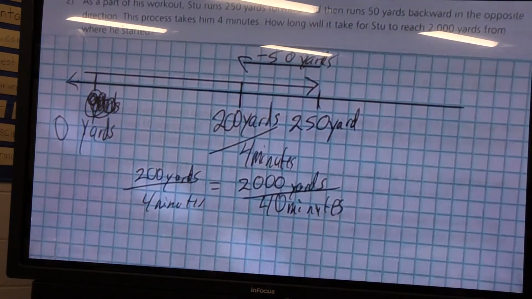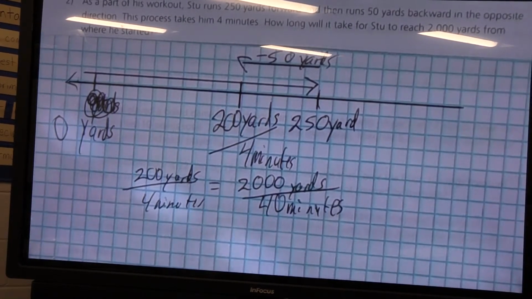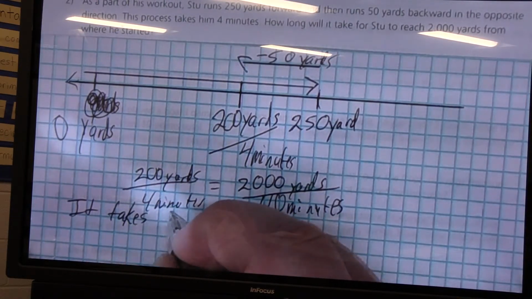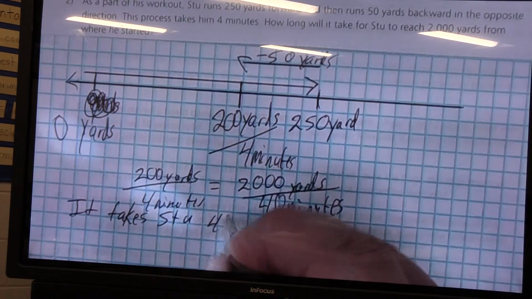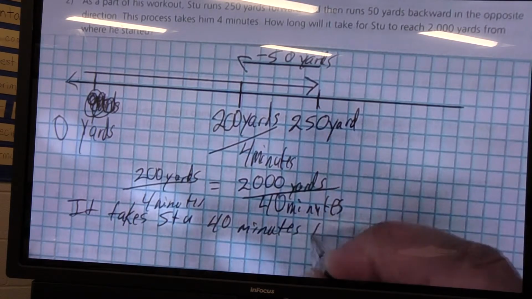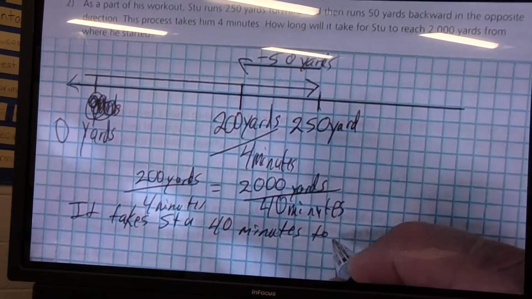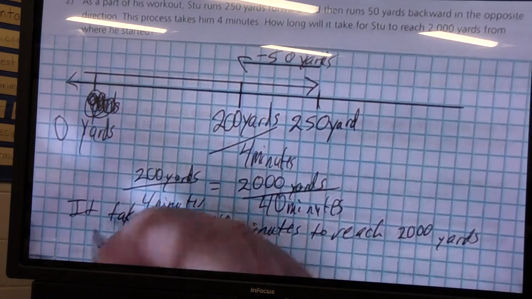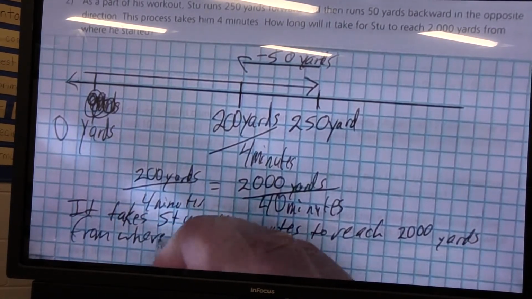So, I'm not done. What you see here is the model. What you see here is the equivalent ratios to help me find my answer. This is my answer. My answer is, it takes Stu 40 minutes to reach 2,000 yards from where he started. And I'll write that down. So I'm going to say it takes Stu 40 minutes to reach 2,000 yards from where he started.